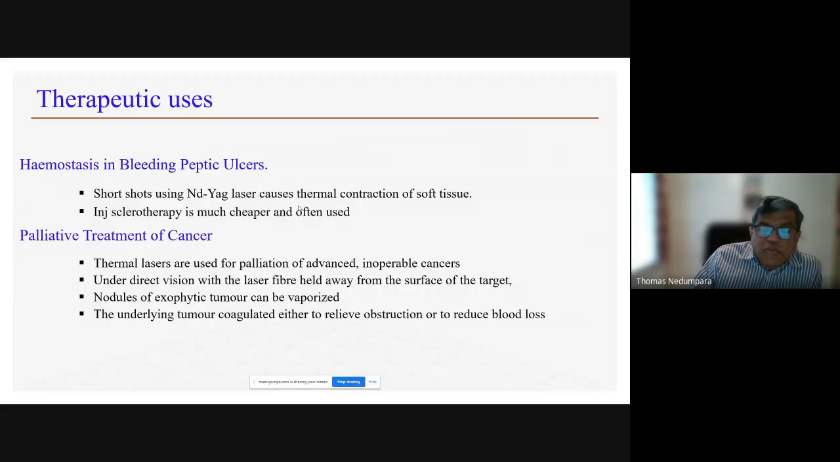And then we normally put a stent to make a lumen, either in the esophagus or in the colon. So obstructing lesions of the esophagus or colon can be bypassed, first by removing a part of the tumor and then using a stent. In bleeding peptic ulcers, most of the hospitals use injection sclerotherapy rather than laser because it's much cheaper and is widely available.